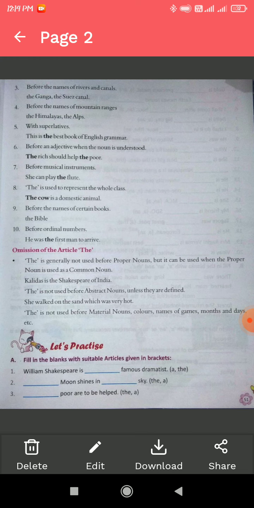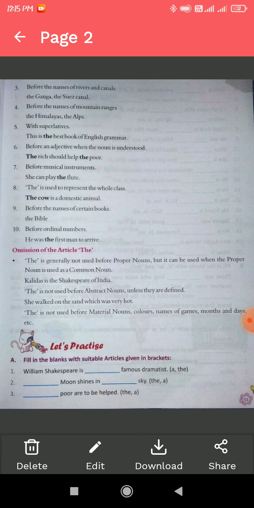For example, you can say this is the best book of English grammar. Here best shows the superiority. Best, this superlative degree of adjective, comes from the positive degree good. Good, better is the comparative degree, good, better, best is the superlative degree. So before that we must use the definite article the. This is the best book of English grammar. We should keep in our mind that before using any superlative degree, we must use the article the.